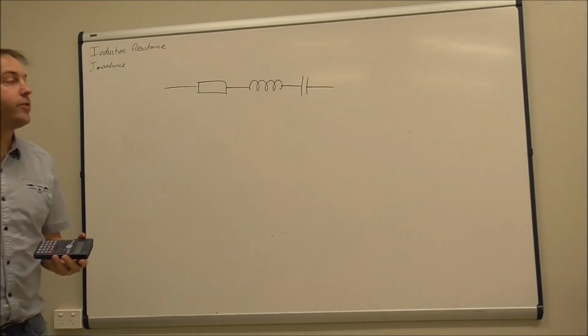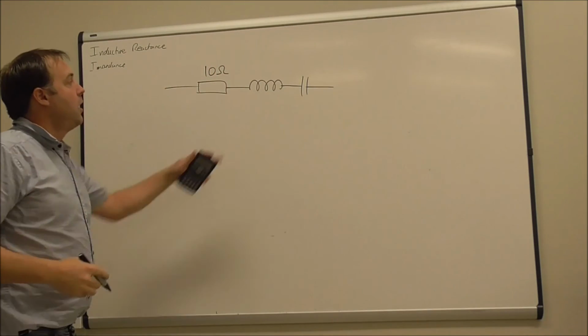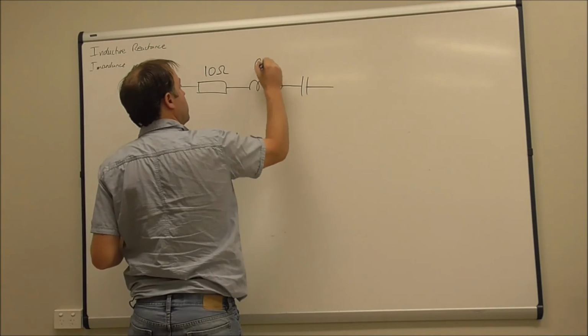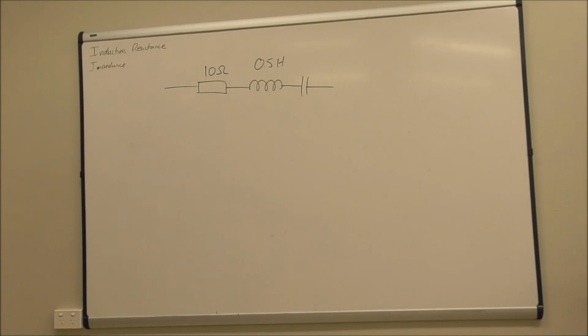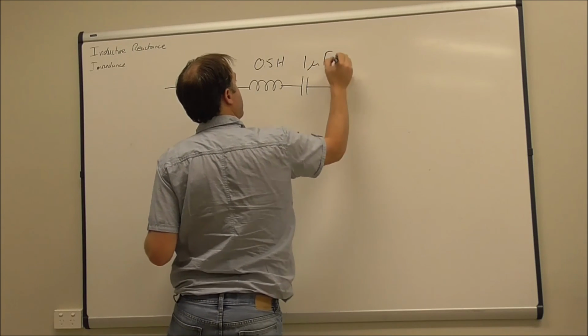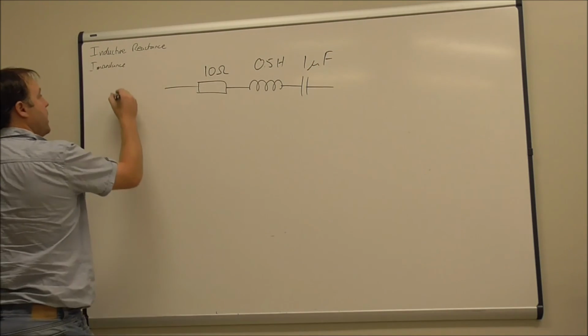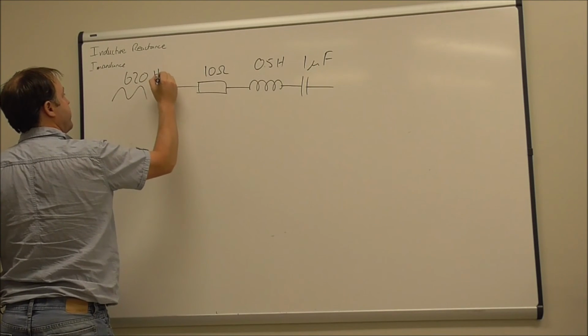So a resonance circuit would look something like this. Let's say that's only a small resistor of 10 ohms. We've got, let's make it one of our big inductors, 0.5 henries and 1 microfarad. And we're going to have a signal here that's 620 volts.